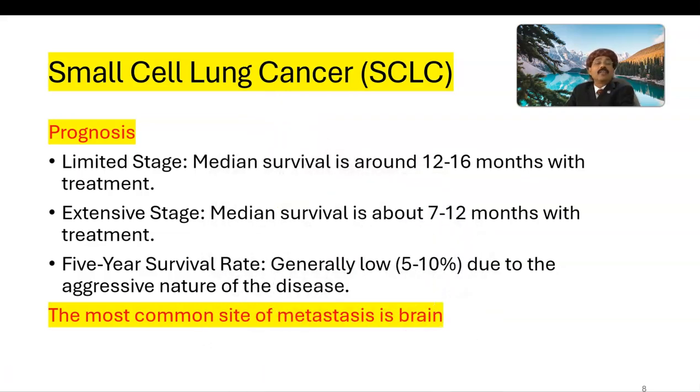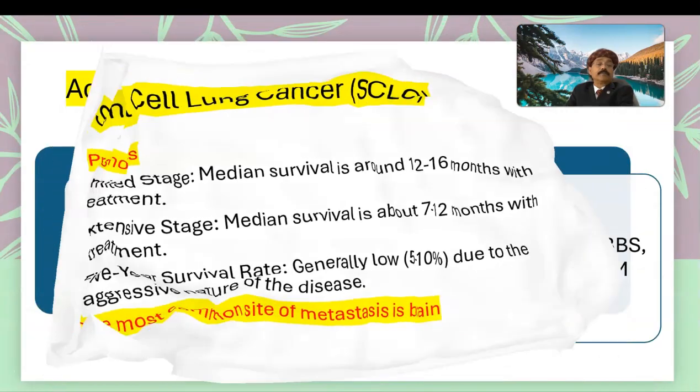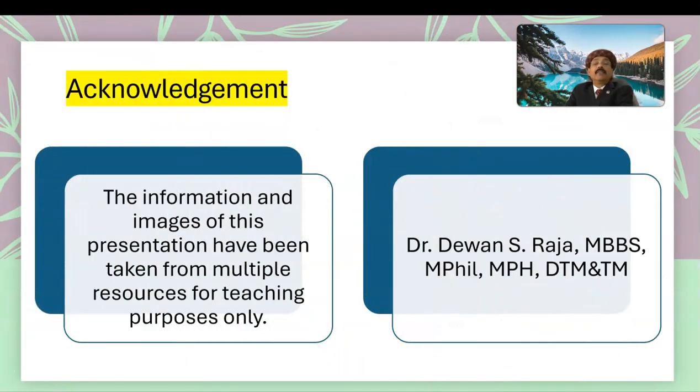Prognosis of small cell lung cancer: in limited stage cancer, median survival is 12 to 16 months with treatment. In extensive stage, median survival is about 7 to 12 months with treatment. The 5-year survival rate is generally low, 5 to 10%, due to the aggressive nature of the disease. The most common site of metastasis is the brain. That's all about small cell lung carcinoma.